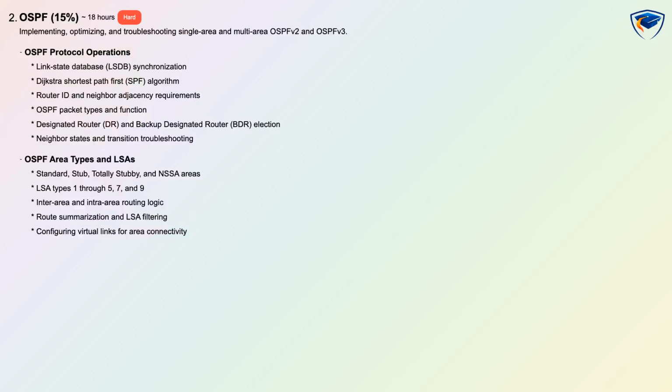Expect to study LSDB synchronization, the SPF algorithm, router ID and neighbor adjacency requirements, OSPF packet types, and DR/BDR election and neighbor state transitions. You will also learn area types such as stub, totally stubby, and NSSA, LSA types and routing logic, route summarization and LSA filtering, and how to configure virtual links for area connectivity.